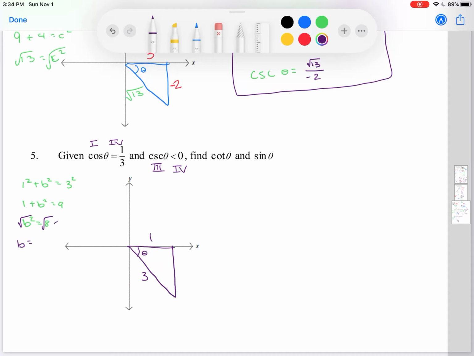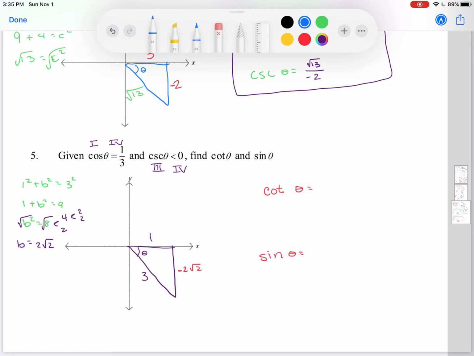Pythagorean theorem, and that's going to give me 1 plus b squared equals 9. B squared is going to equal 8 this time, and if I square root both sides and I simplify that 8, I'm going to get 2 root 2. But this time, when I write in a 2 root 2, it's not just a positive 2 root 2, it is now a negative. Don't forget to check. And now I can find the 2 trig functions it wanted, cotangent theta and sine theta.